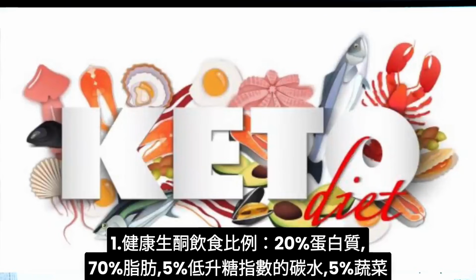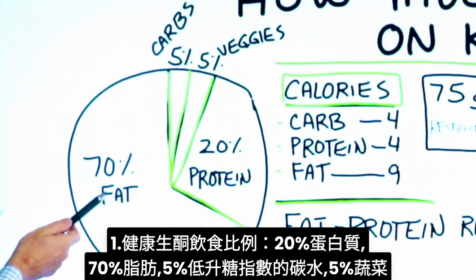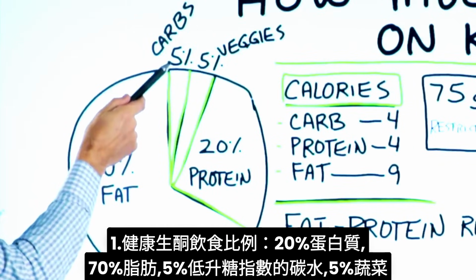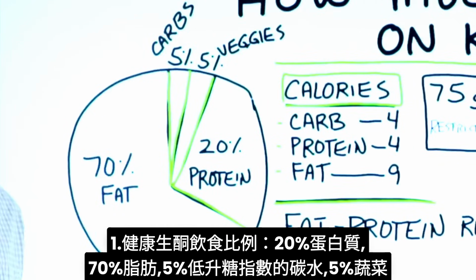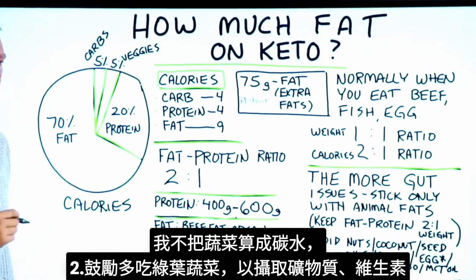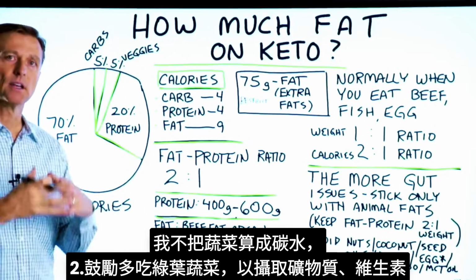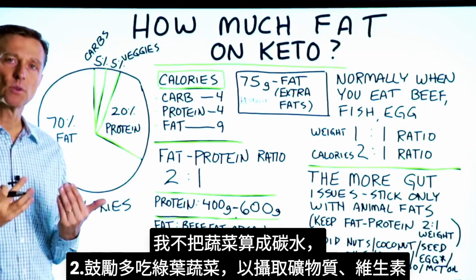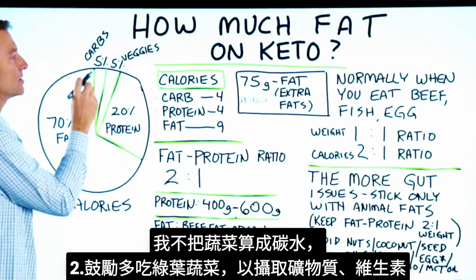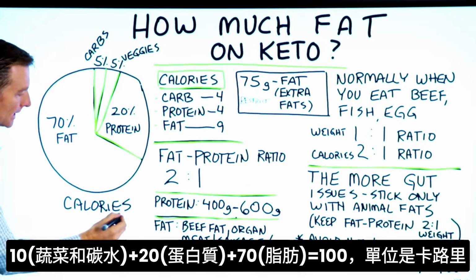Now notice that the healthy keto plan that I recommend is about 20% protein, 70% fat, 5% low glycemic carbohydrates, and 5% veggies. The reason I didn't want to mix that in with the carbs is because I don't even want to count that. I encourage people to have a lot of leafy greens and vegetables just to get your minerals and certain vitamins. So I put that as an extra little chart. So this is 10 plus 20 plus 70 equals 100, and we're talking about calories.